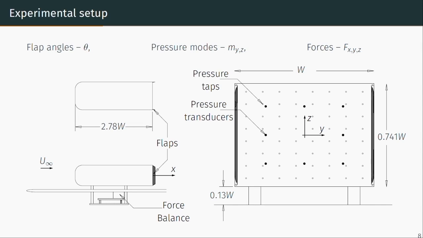I'll also talk about the pressure modes on the back, M. Because the features in the flow that we're trying to look at are essentially anti-symmetric, we look at a pressure gradient, either laterally or vertically on the base of the body, denoted by M. And then we'll also look at the forces, so the streamwise drag force or the lateral forces.